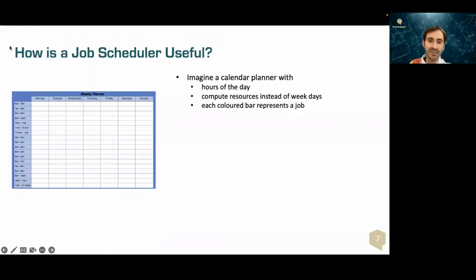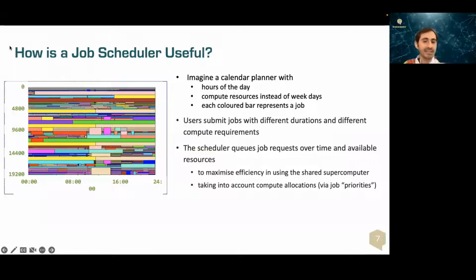Now think of keeping the hours of the day, but substituting the days of the week with compute resources, so with a list of available compute nodes. And we have what the scheduler has to deal with on a supercomputer. The color bars represent jobs that need to run for longer or shorter time. They need to run on one compute node or on 10 compute nodes or 100 compute nodes. All of these color bars are submitted by different users with different durations and sizes of node requests.